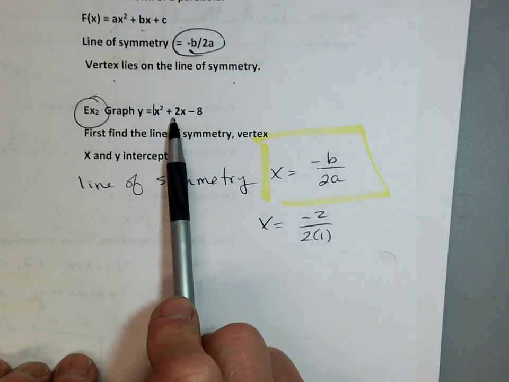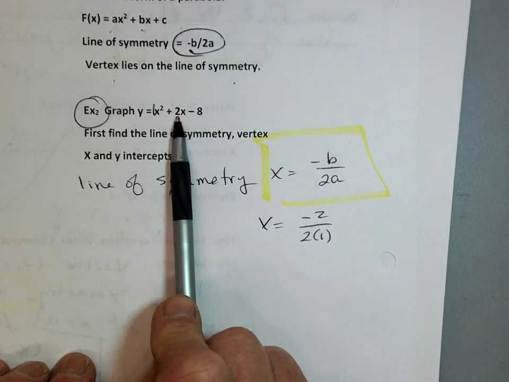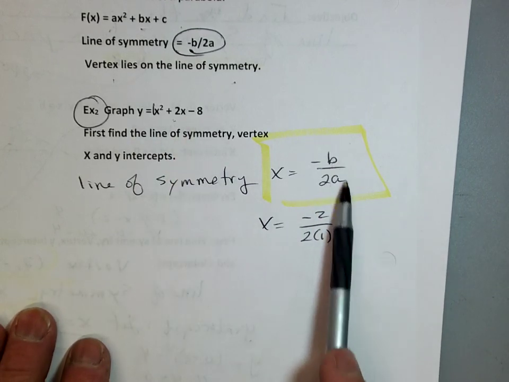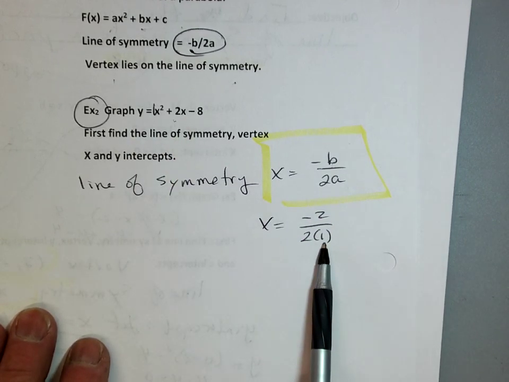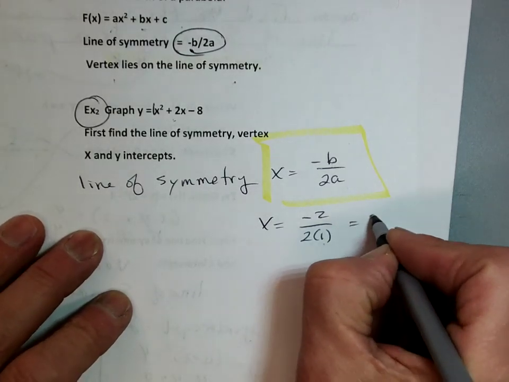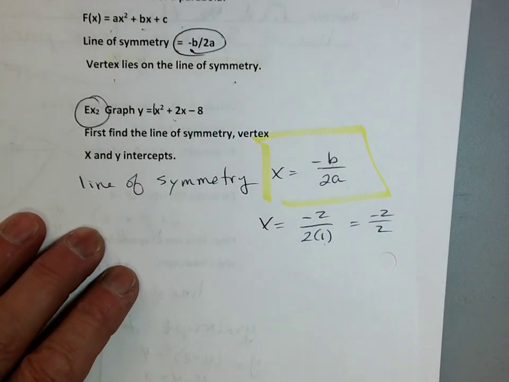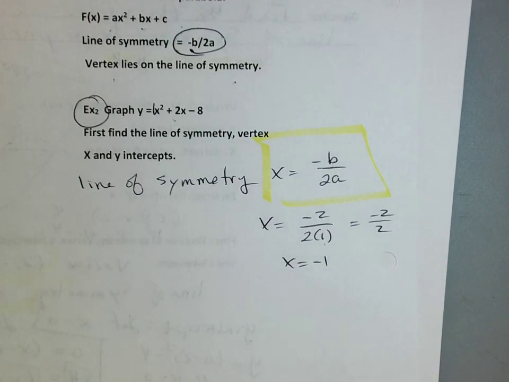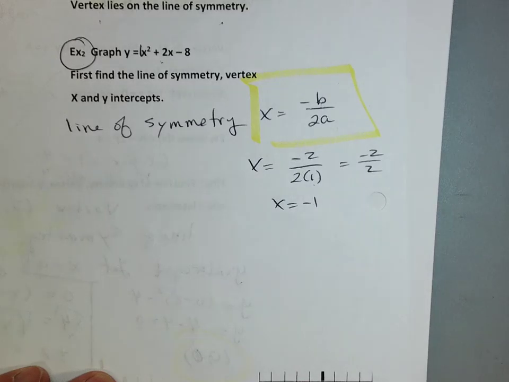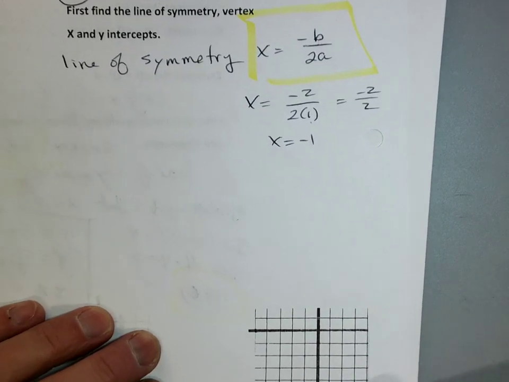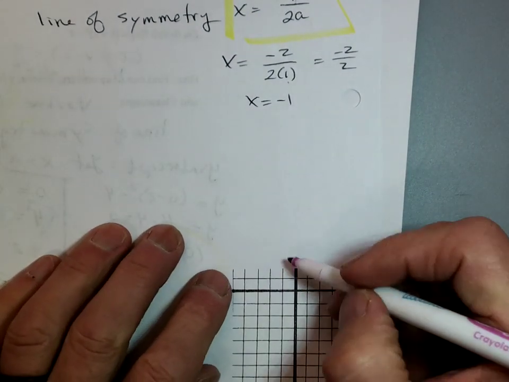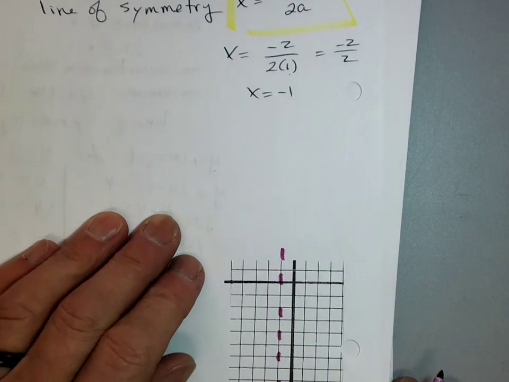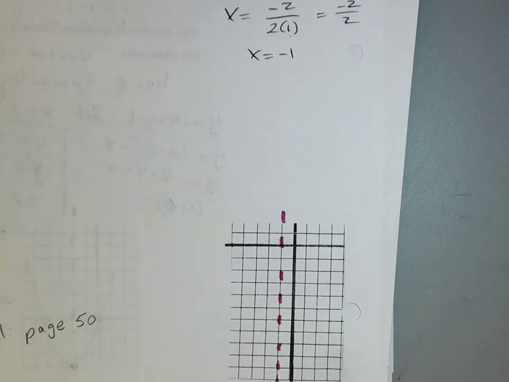Negative b, which is 2, over 2 times a, which is 1. There's my negative b, my negative 2 over 2 times 1. If I simplify that, I get negative 2 over 2, which is negative 1. So what I can do is take that and put it on my graph. I've got a line of symmetry at negative 1, like an invisible line that goes right down the parabola. So just put in my line of symmetry right on down.